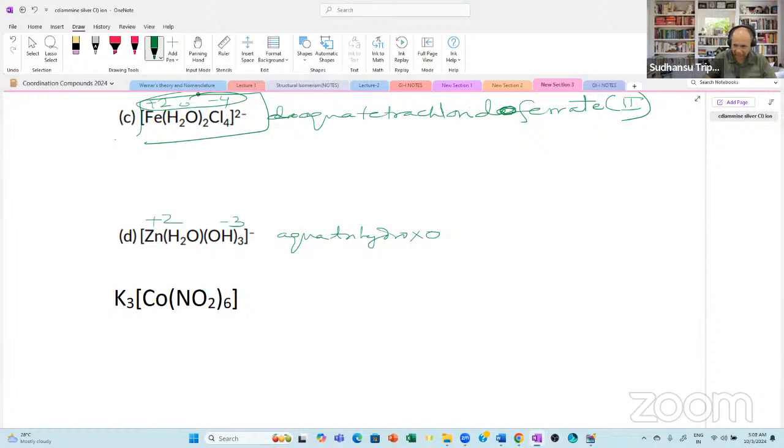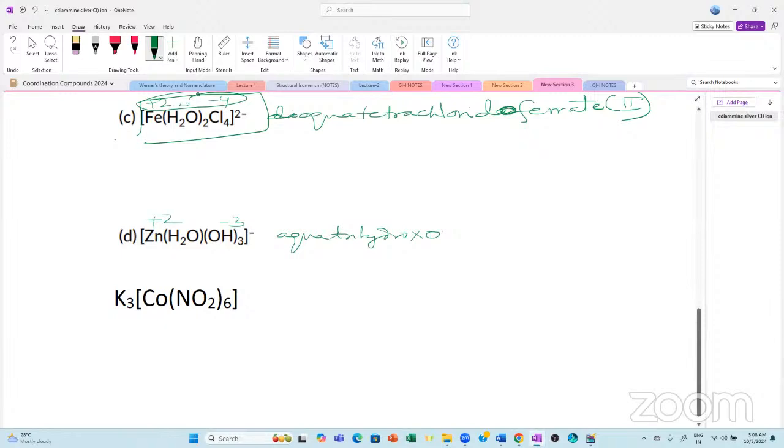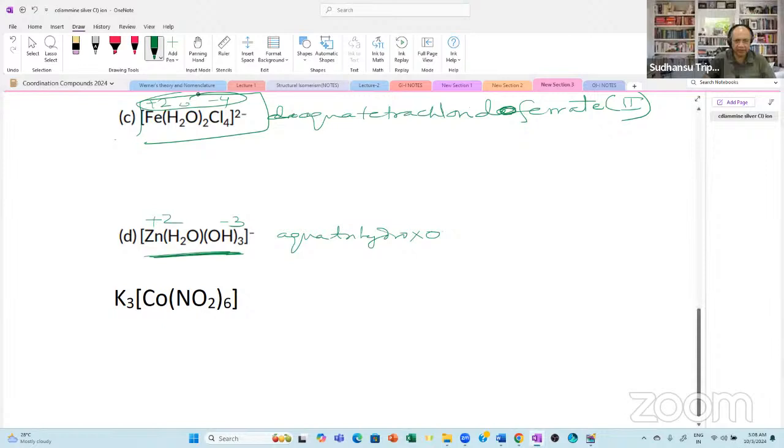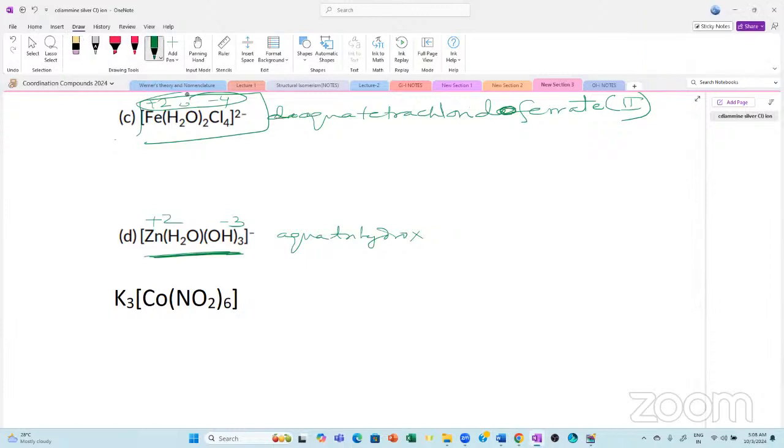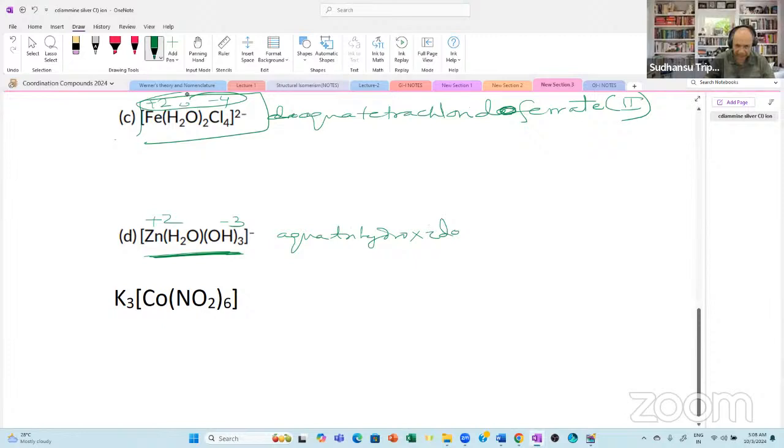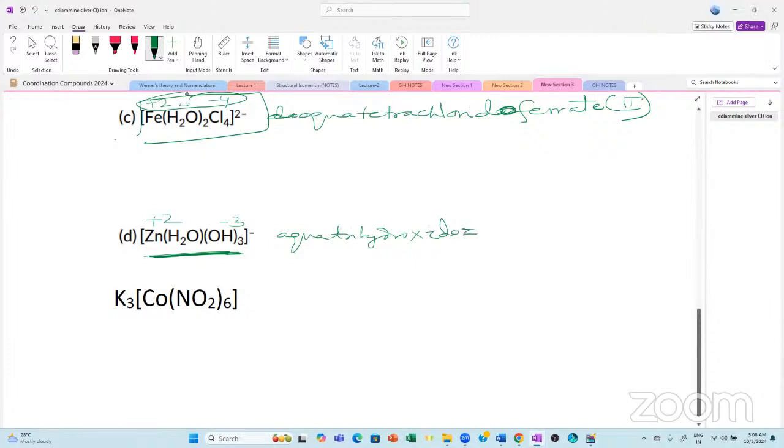Then what is the last? Aqua tetrahydroxide zincate 2 ion, I have not completed this. Aqua tetrahydroxide, then zincate 2 ion. Zincate 2 ion.